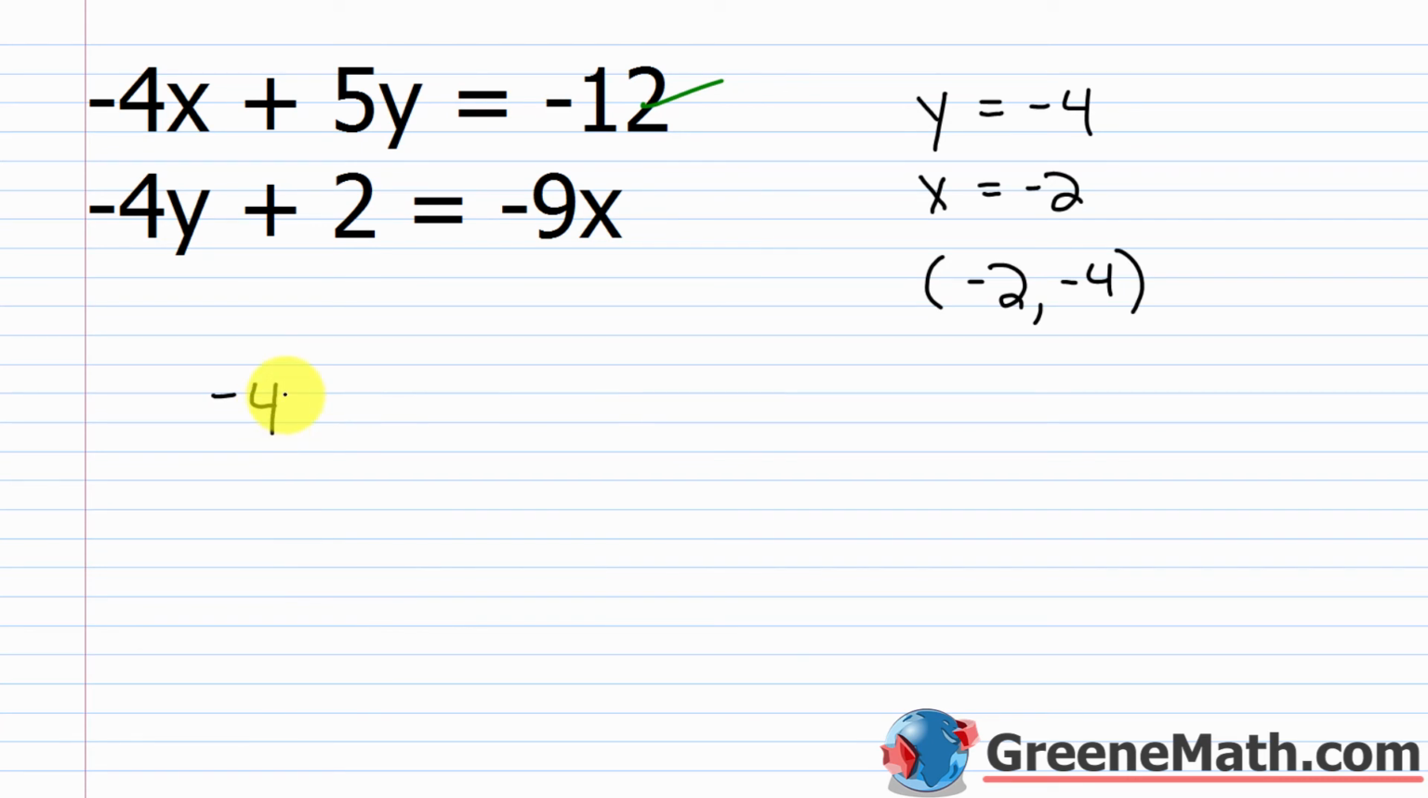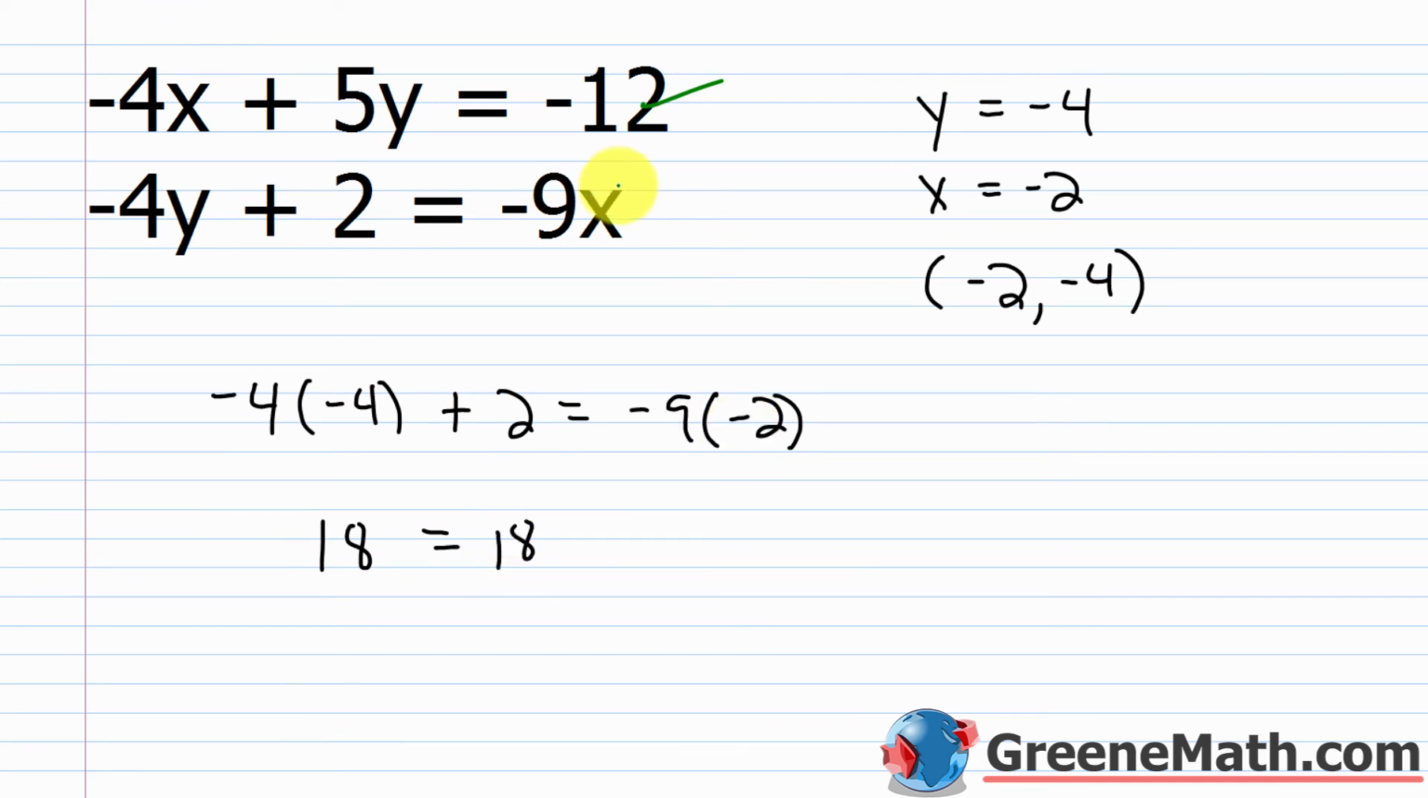All right, for the next one, we have negative 4y. So negative 4 times, for y I have a negative 4, plus 2 equals negative 9 times negative 2. Plug in a negative 2 for x. Negative 4 times negative 4 is 16. So you'd have 16 plus 2, that's 18. So this equals negative 9 times negative 2, that's 18 also. So it works out here as well. So we verified that this ordered pair, negative 2 comma negative 4, is the solution for the system.